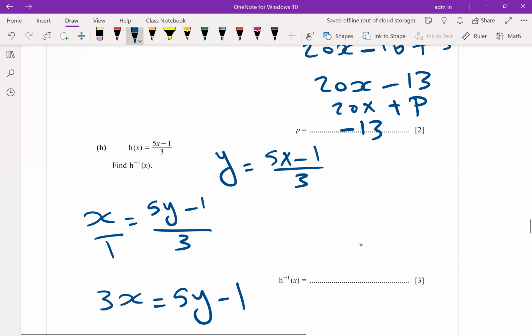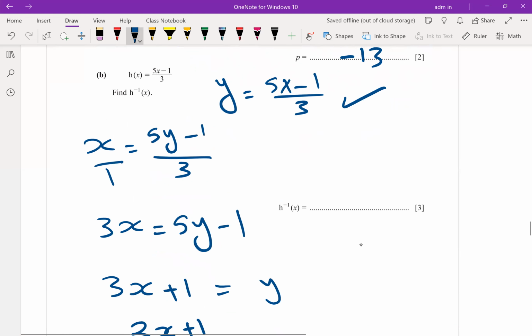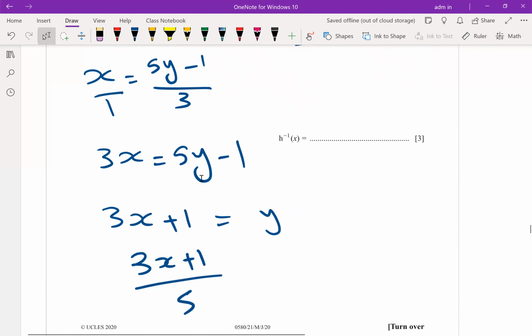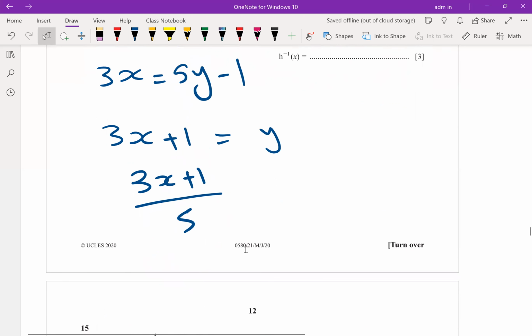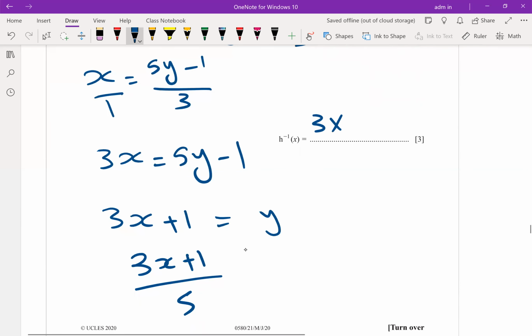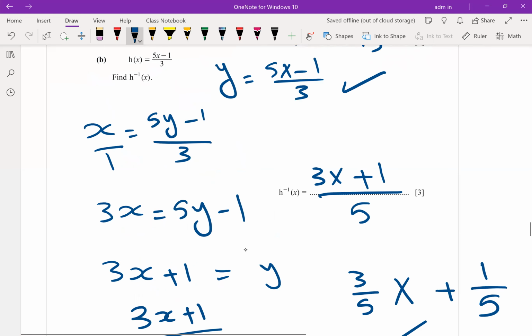Again, start with y equals (5x minus 1) over 3. Switch x and y: x equals (5y minus 1) divided by 3. Cross multiplication: 3x equals 5y minus 1. Then make y the subject. Move negative 1 to the other side: 3x plus 1, then divided by 5. So the h inverse is (3x plus 1) all divided by 5. You can also write it like this, 3 over 5 x plus 1 over 5. It's also correct. Clear?